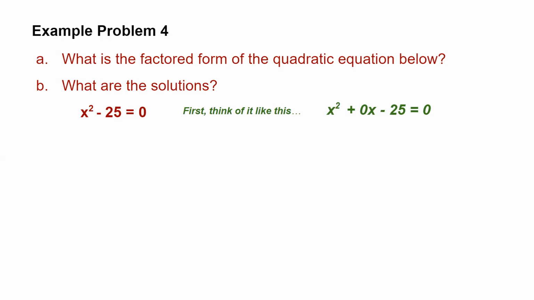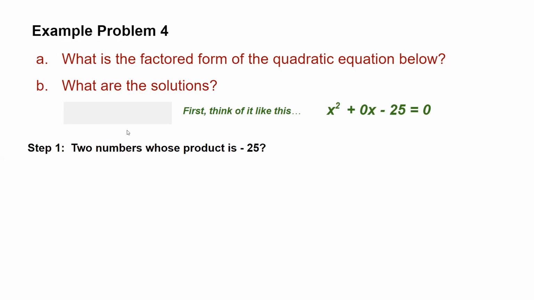Why do we need to think about it that way? It's because if we're going to follow our model for finding the factored form, we need something in front of x. We need to know that we're looking for a sum that's 0 in this case. So we kind of have to write it this way. Let's work through this process, and I think you'll see we're going to ignore that first equation and focus on this one. We need two numbers whose product is minus 25.